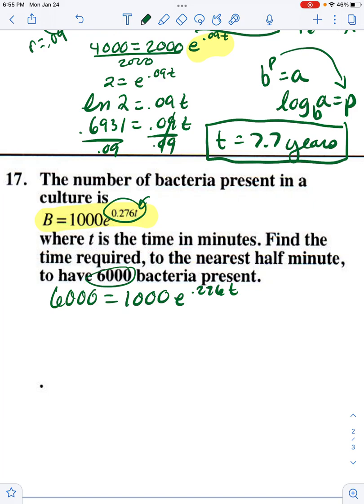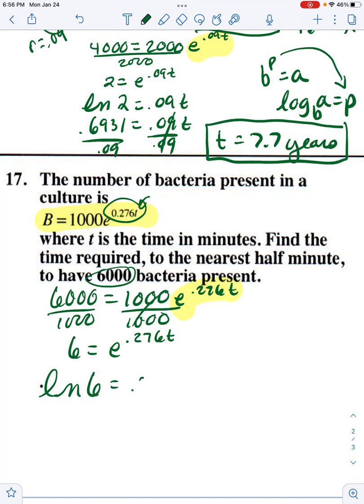Keeping in mind that this is growing because it's positive. If it was a negative power, it would be losing value. But we started at 1,000 and are ending at 6,000. So it's good because that's a growth. So just like the previous problem, we have to isolate this thing that has the variable in it. So we divide out the 1,000. So obviously we have 6 equals e to the 0.276t power.